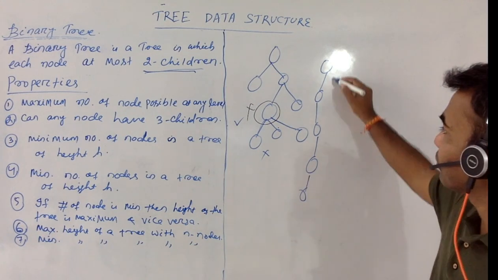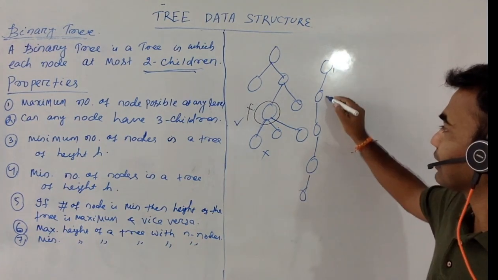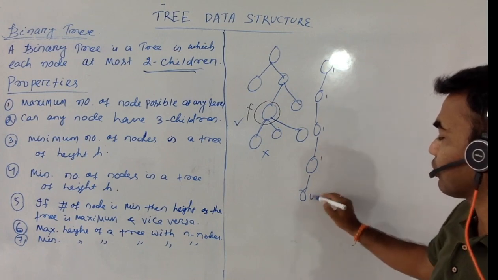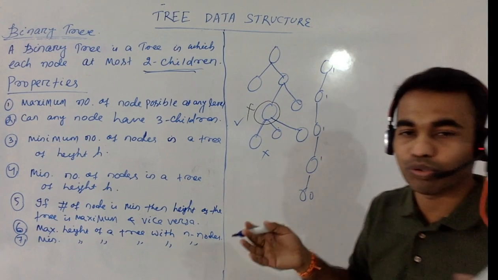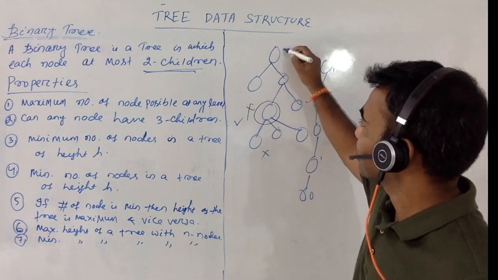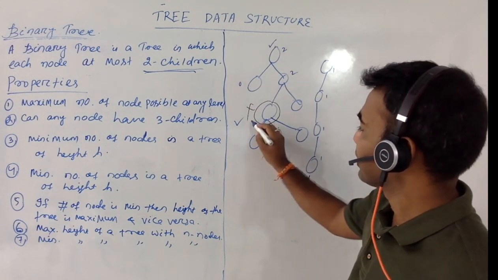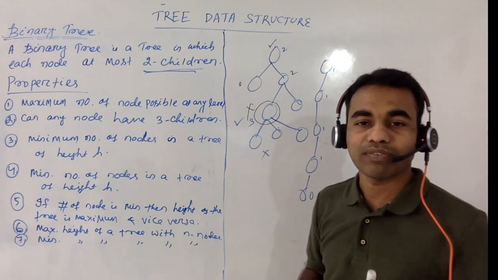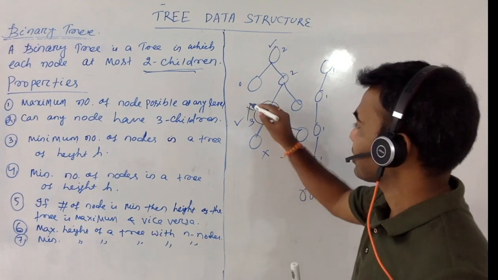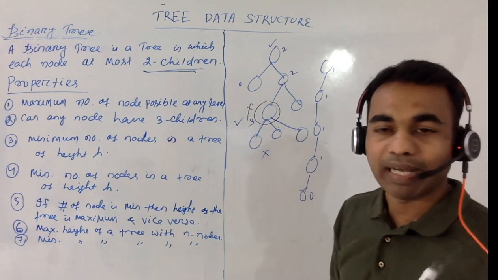If you look into this tree, this node has one child, one child, one child, one child, zero children, so it lies between 0 and 2. This node has two children, so it is satisfying the condition. But how many children does this node have? This node has 3 children, so it is not satisfying the condition. That's why this is not a binary tree, right?